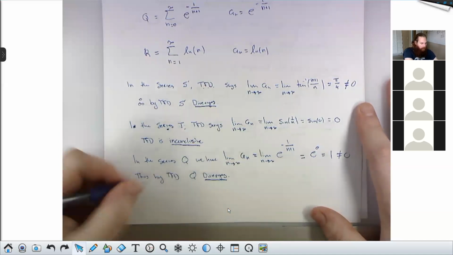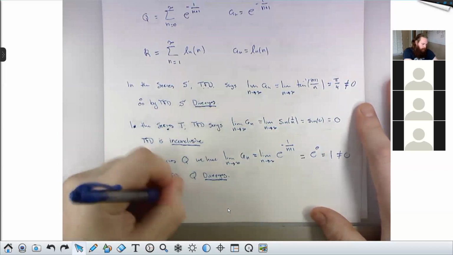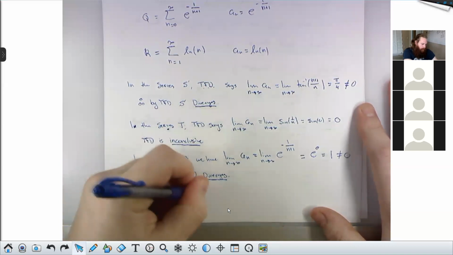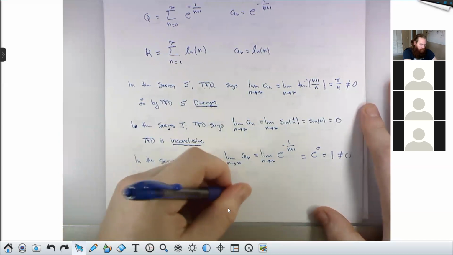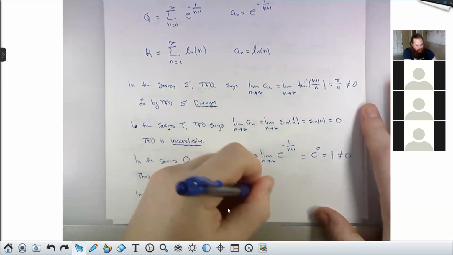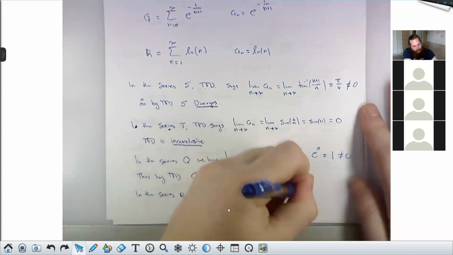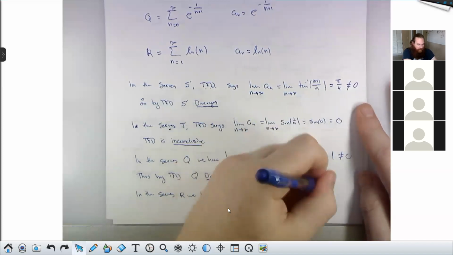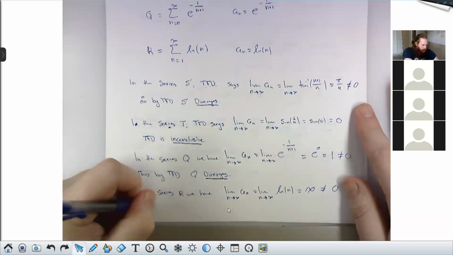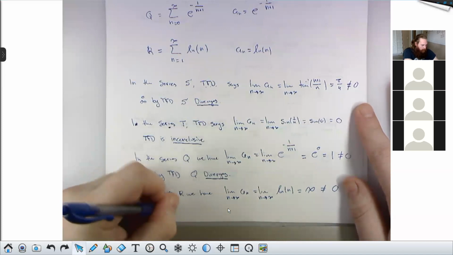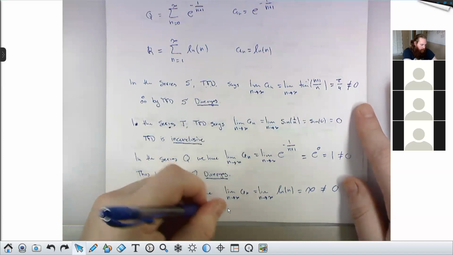The last one here is R. The limit as n goes to infinity of AN is the limit as n goes to infinity of the natural log of n. That's infinity, which is again definitely not equal to 0. So R diverges by TFD.